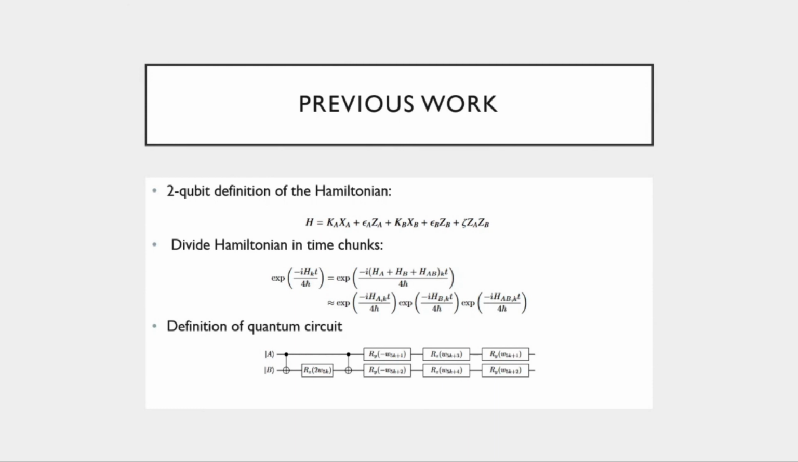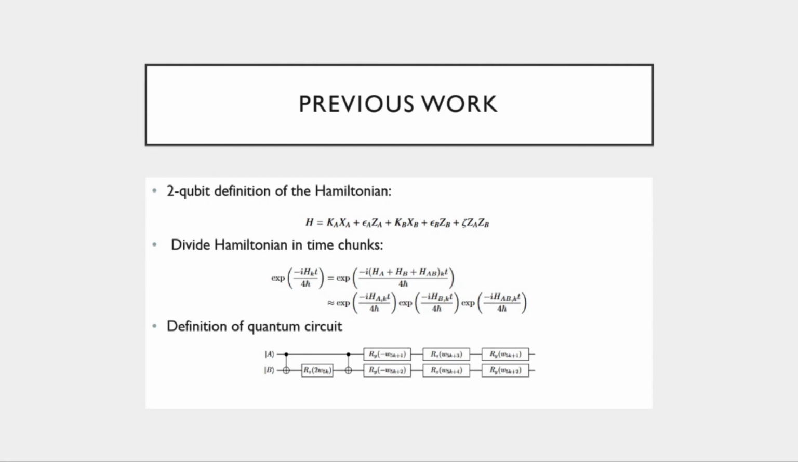Then once they have the Hamiltonian, they divided it into different time chunks, basically what happens at what points. And once they have their time chunks, they define a quantum circuit for their Grover's version. And from here, they just went to some other research that is out of the scope of this project.